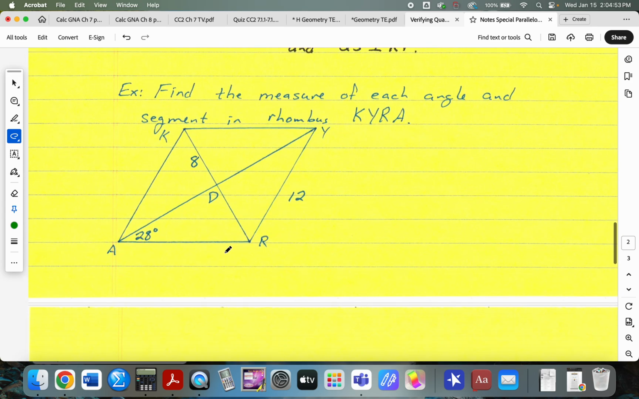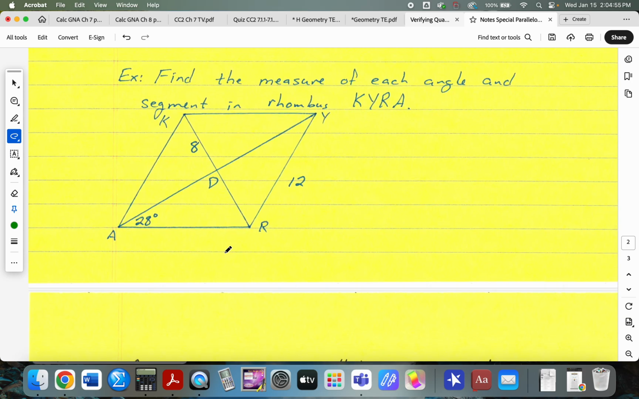So let's find the measure of each angle and segment in rhombus KYRA. All right, so let's start with the angles. Again, you may want to turn your picture so that it looks like what you called it maybe in elementary school. Did you ever call it a diamond instead of a rhombus? Many of you did. If you turn it to where it looks like a diamond, it's easy to see where the right angles are. The right angles are in the middle.